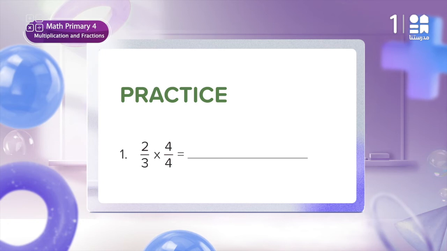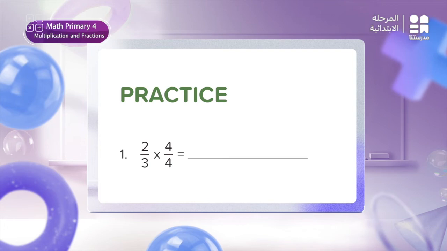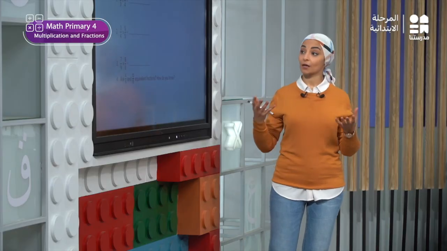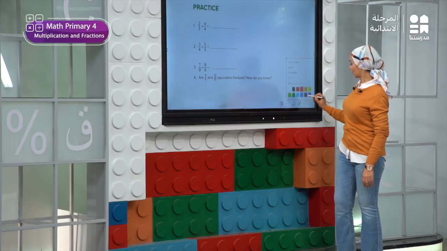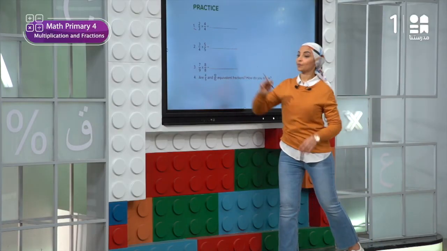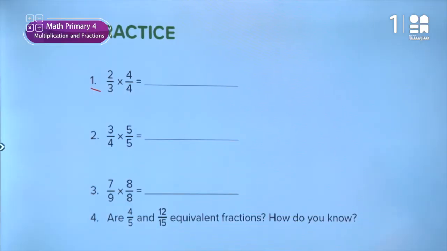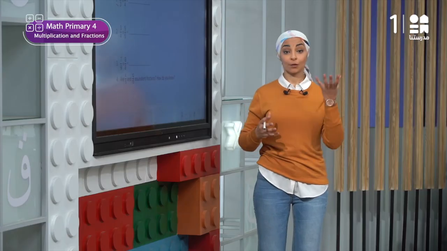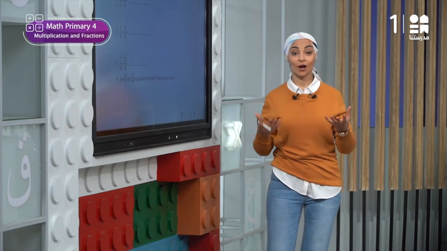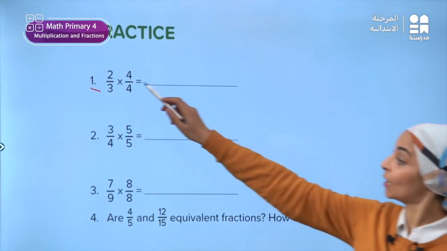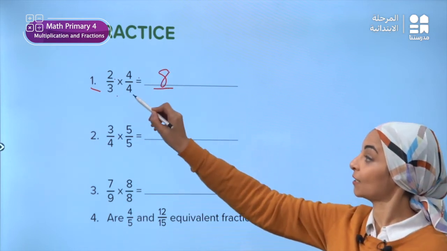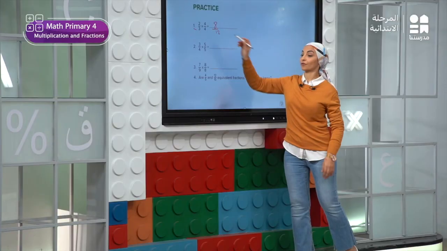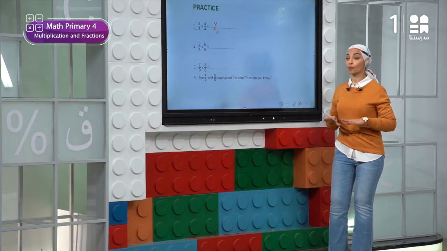In the first problem here, as you see, we are asked to multiply 2 over 3 times 4 over 4, as you see here. Of course, as we said before, we will multiply the numerator by the numerator and denominator by the denominator. So I will do 2 times 4 equals what? Equals 8. And then 3 times 4 equals what? Equals 12. So my fraction is 8 over 12.